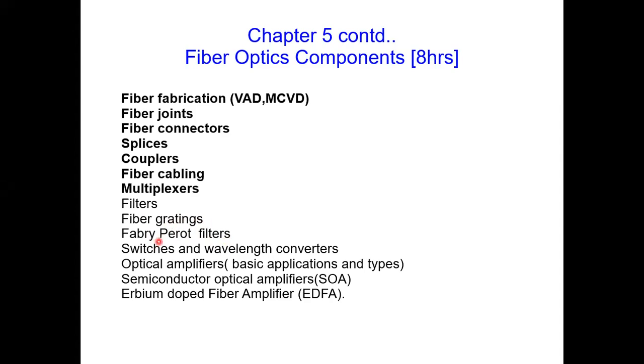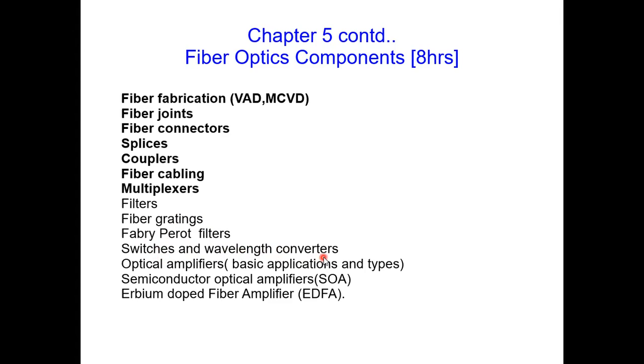Then one kind of filter is called the Fabry-Perot filter. We have Fabry-Perot amplifiers also. The scientist's name was Fabry-Perot, so from that came the Fabry-Perot filter. Then fiber switches. Yes, when I'm using switches in fiber optics, those switches are also of different kinds. So what are those switches in fiber optics?